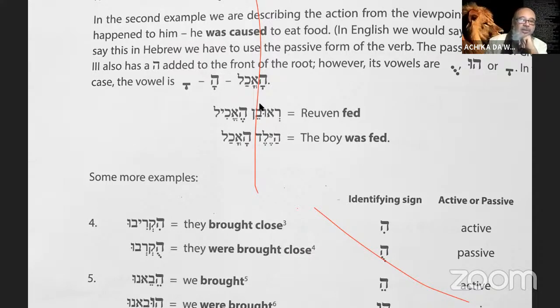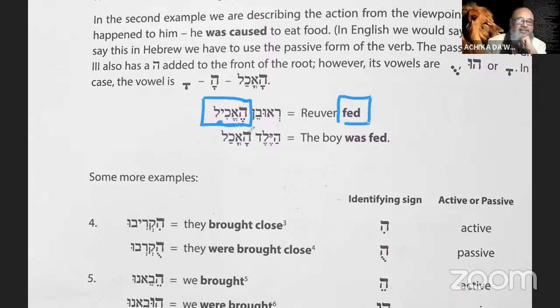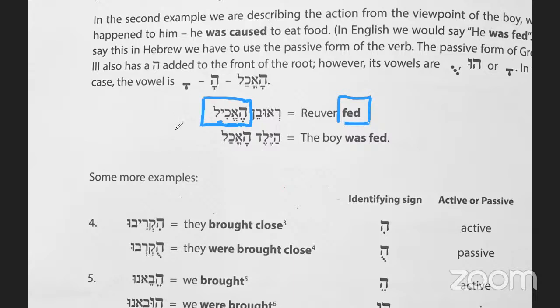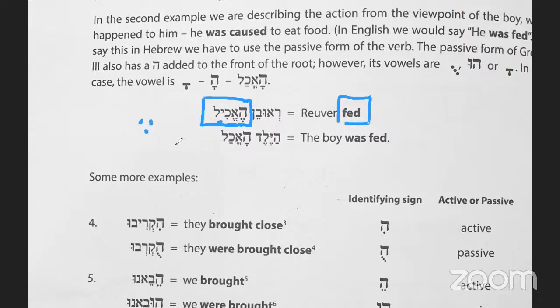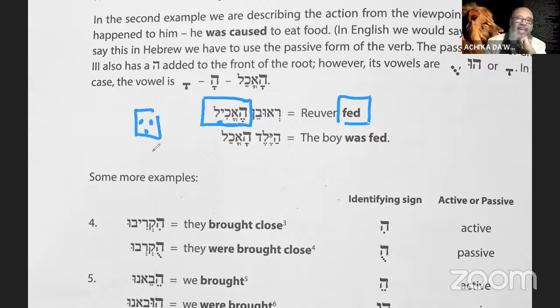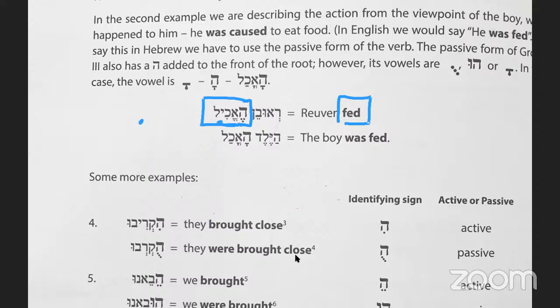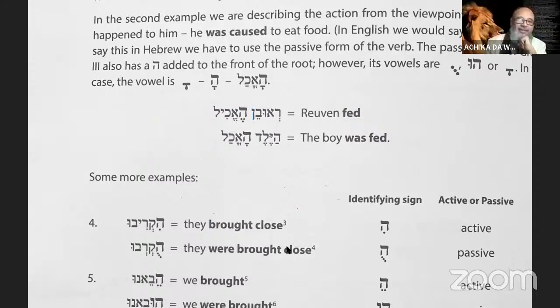All right. So Reuven fed. Somebody explain this to me. How do I know that he fed? Because it's causative. Excellent. Is it active or passive? It has three dots underneath it. Active. So he actively did that. How do you know it's fed? What's the three-letter root? Akal. Akal. That means to feed. That's how easy it is, folks.